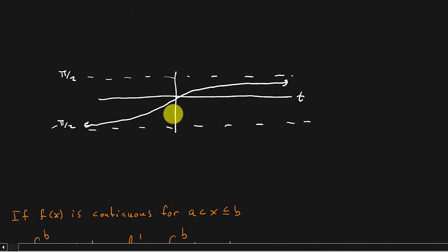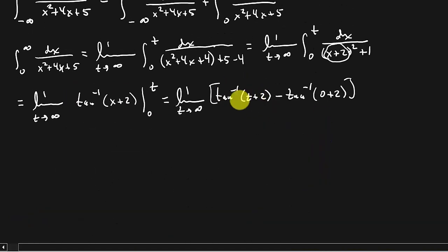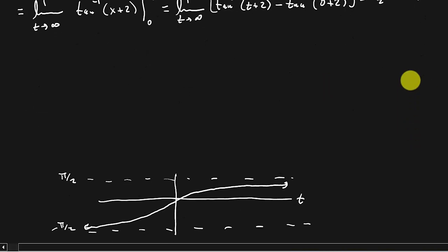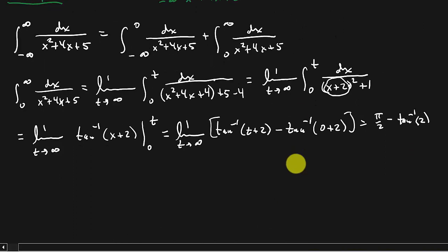Well, I've already got this drawn down here. This is the graph of inverse tangent. This is your t-axis. So you can see as the values of t get larger and larger, what is inverse tangent getting closer and closer to? It's getting closer and closer to pi over 2. And so this is pi over 2. So this is going to be pi over 2 minus, and then this is just inverse tan 2. So we'll leave it at that. All right. So that's this one. Now let's do this one.